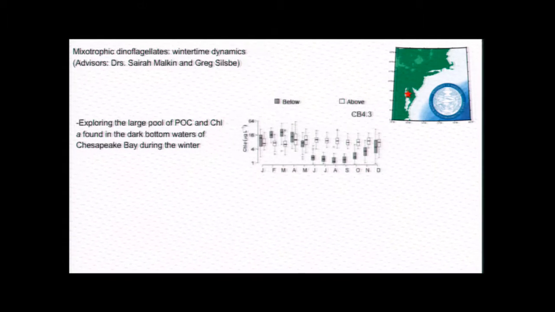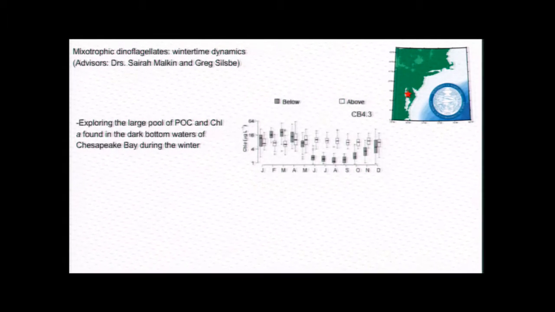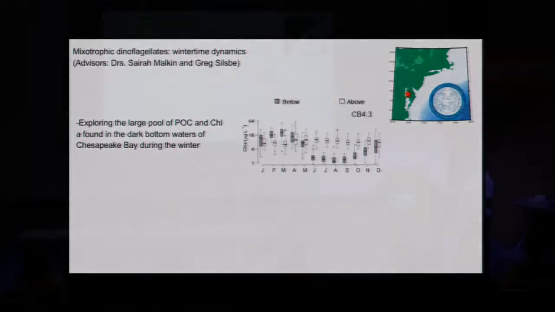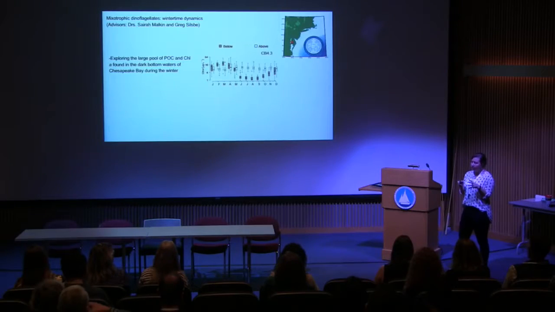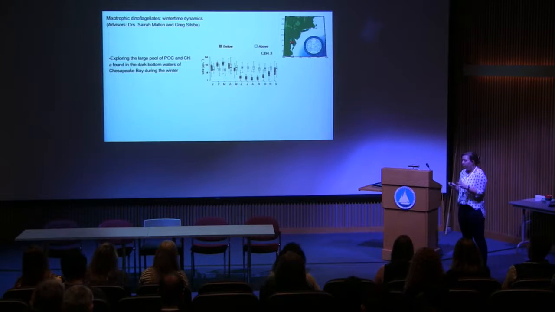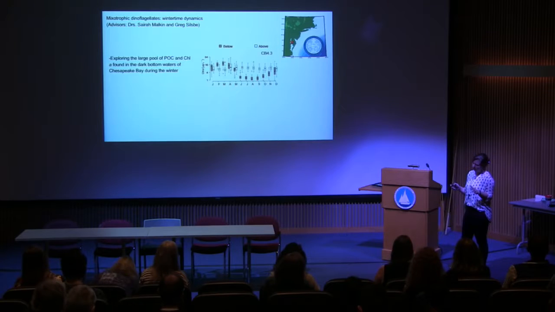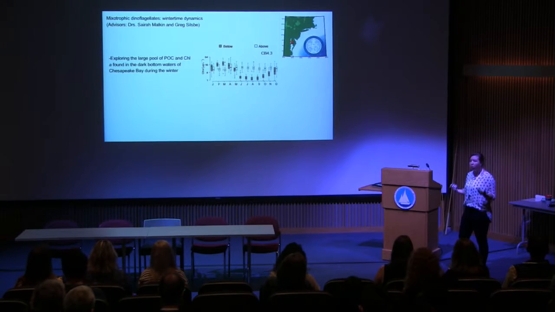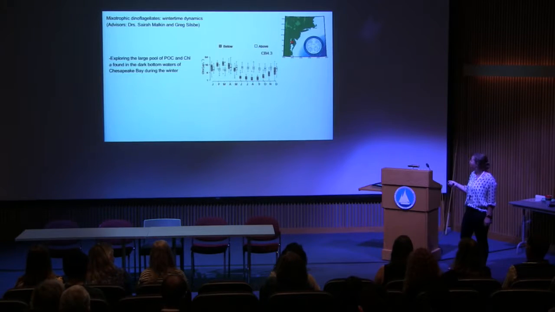So now I'm still interested in seasonal plankton dynamics, but I moved down the continental shelf and I'm working in the Chesapeake Bay, and I'm interested specifically in the wintertime. So in temperate coastal ecosystems, it's been thought that wintertime is a time of negligible productivity. But in spite of this, in the mesohaline regions of the Chesapeake Bay, we see that there's a peak in chlorophyll a in the wintertime. And in fact, this is the highest chlorophyll that we see all year.